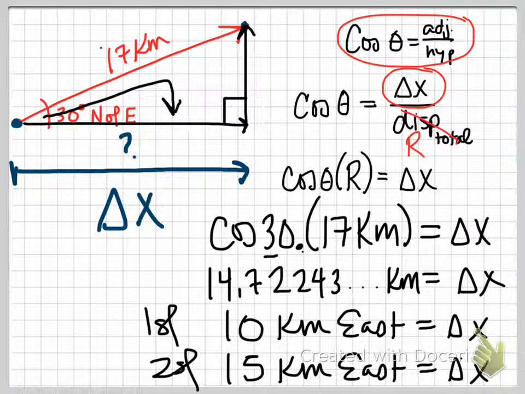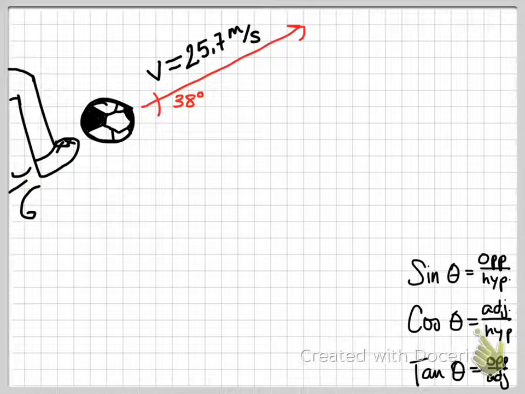Oops, sorry about that. Okay, so let's try one more thing. Let's say we have a soccer ball. I think we know a few soccer players. A soccer ball that is kicked with an initial velocity of 25.7 meters per second. That is one heck of a kick, at 38 degrees above the horizon. So the question we want answered is, how fast is this thing traveling upward? In other words, what's its velocity on the y-axis?